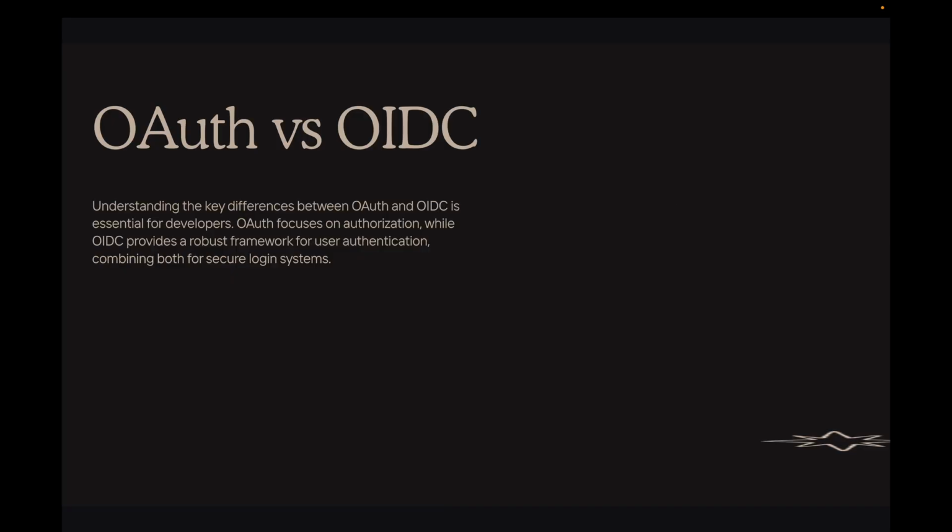Let's clearly separate these concepts one last time. OAuth controls what an app can access. OpenID Connect proves who the user is. Together, they form a complete and secure login system.